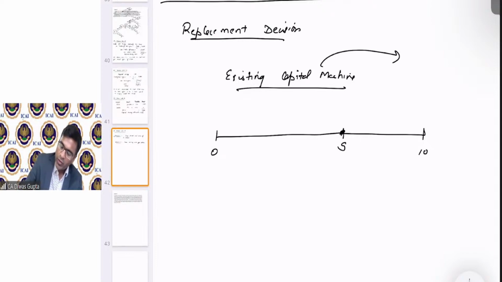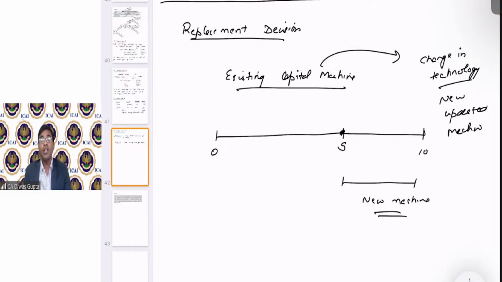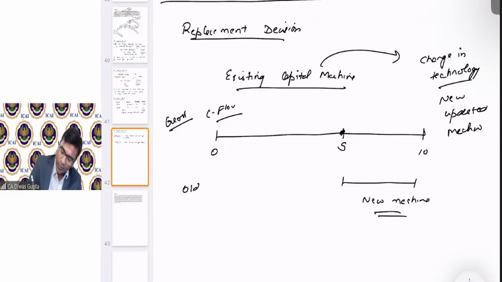And because of the change in technology, a new updated machine is now available, right after the end of the 5th year. So you have to evaluate whether you want to replace the old machine with the new machine or not. How will you do that? See, there are two ways to do that. One, you calculate the gross cash flow of old and new and compare it, correct?